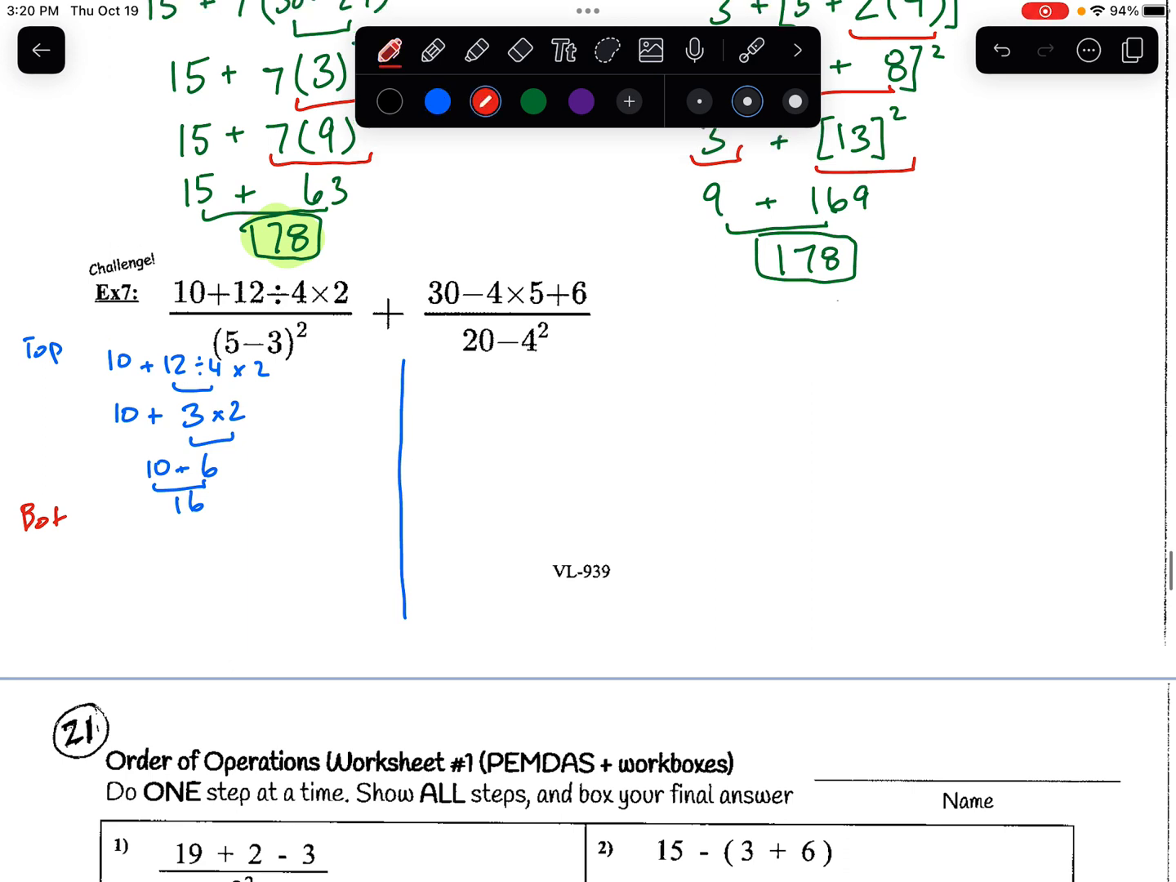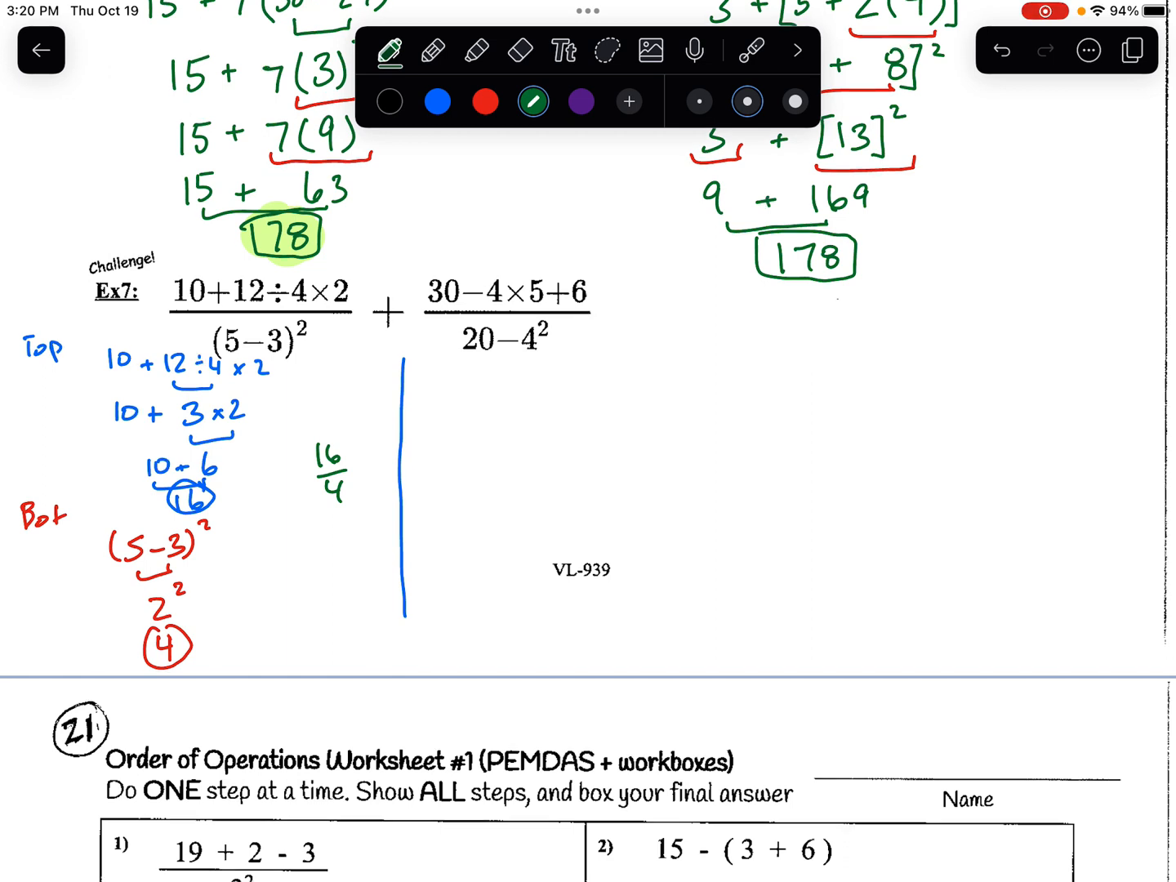On the bottom, we've got 5 minus 3 to the second power. Inside the parentheses gets us 2, and 2 to the second power is 4. So that's our bottom. This is our top, so 16 and 4. So over here we've got 16 over 4, which is improper. 4 goes into 16 4 times. So this is going to be the number on the left. On the right side, we've got a top and bottom as well. There's a top of the right side. We've got 30 minus 4 times 5 plus 6.